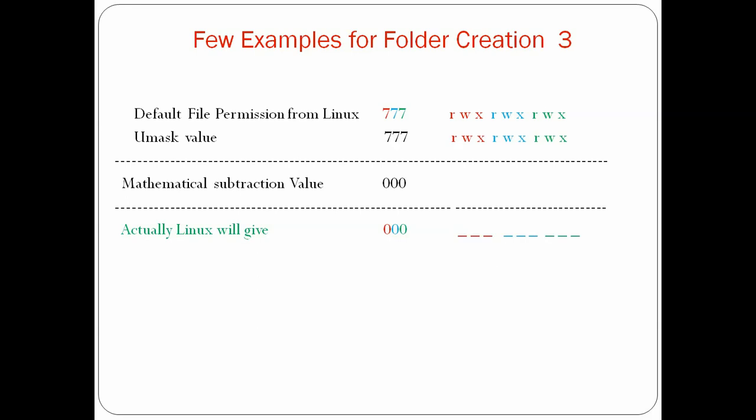Let me go through this example. Here I gave umask value as 777. So what? Even for user, group, others, everything I want to restrict. If you see this, everything I want to restrict, for all three. In this case, what will happen? Nothing will come. You won't get any folder permissions.